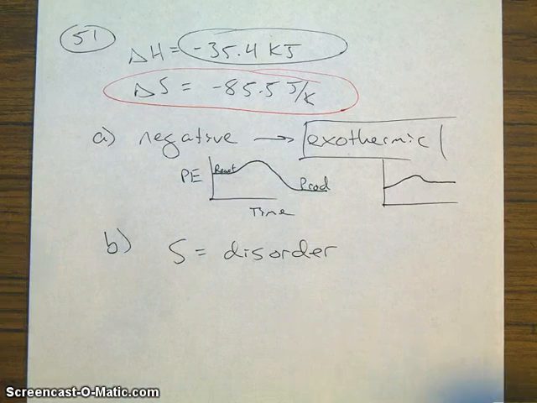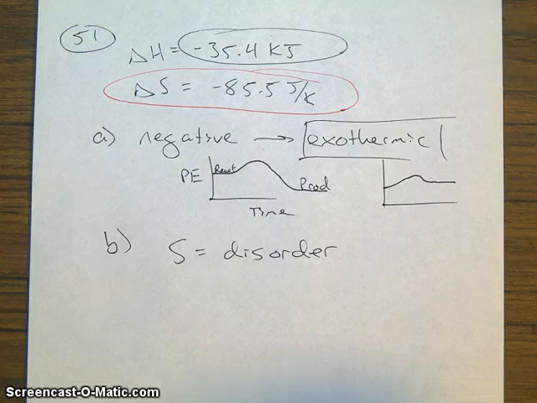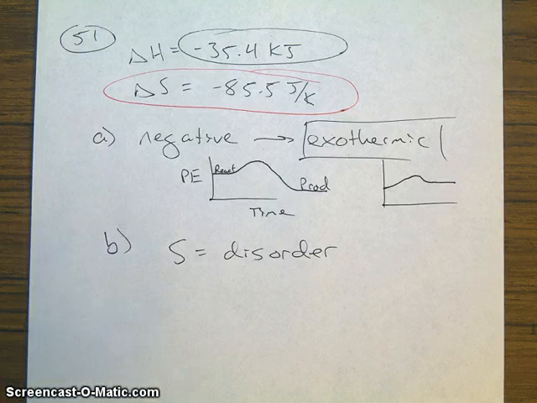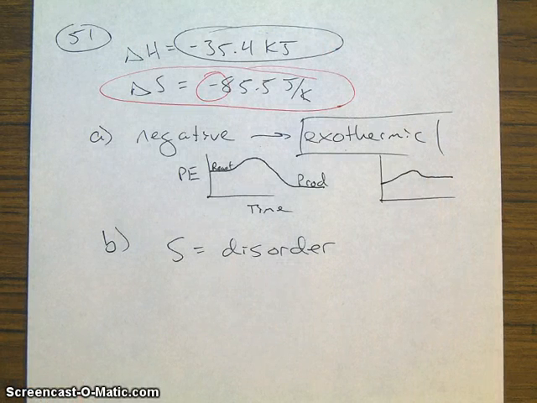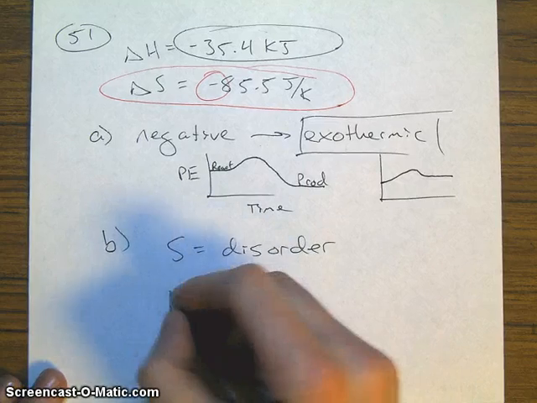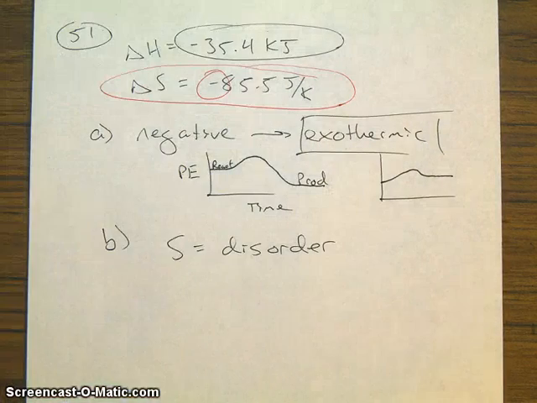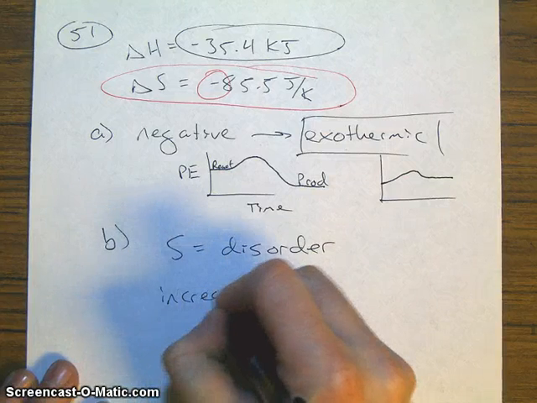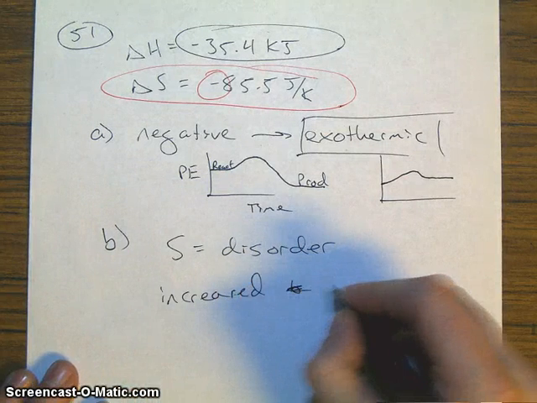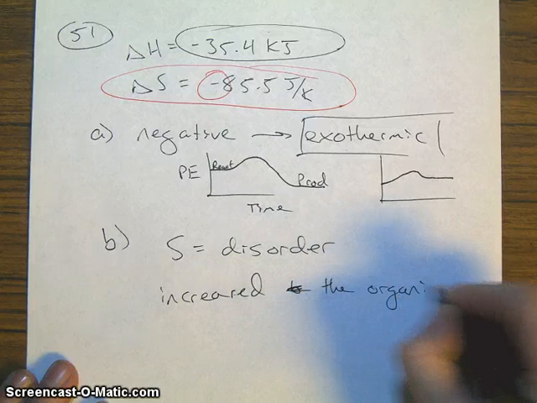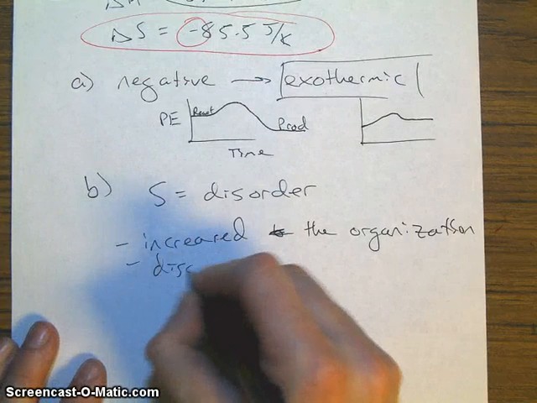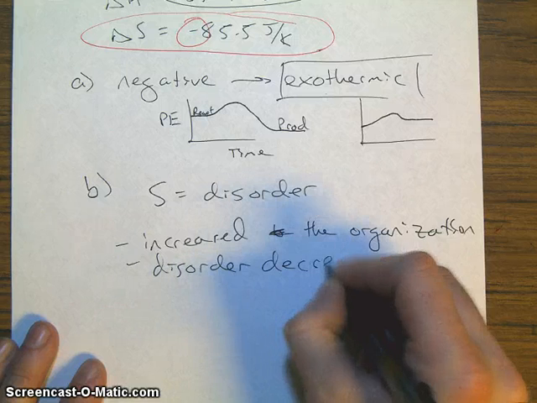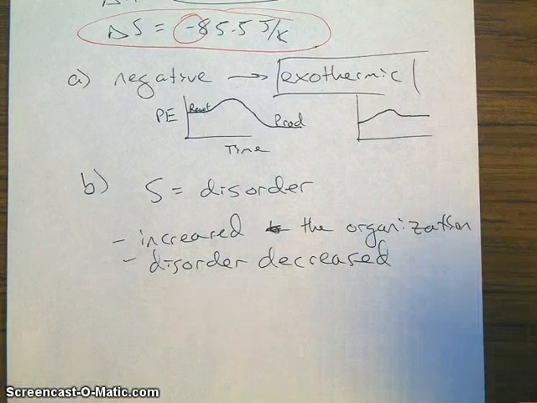So if disorder increases, delta S is positive. If your system becomes more organized, S goes down. Since my sign on this one is negative, class, my disorder has decreased. So the system has indeed, if you're looking at the answer, increased the organization. The other way of thinking about it is disorder decreased. Both of these statements mean exactly the same thing.